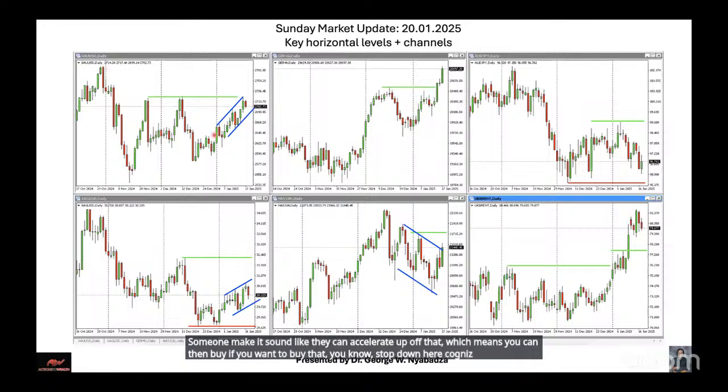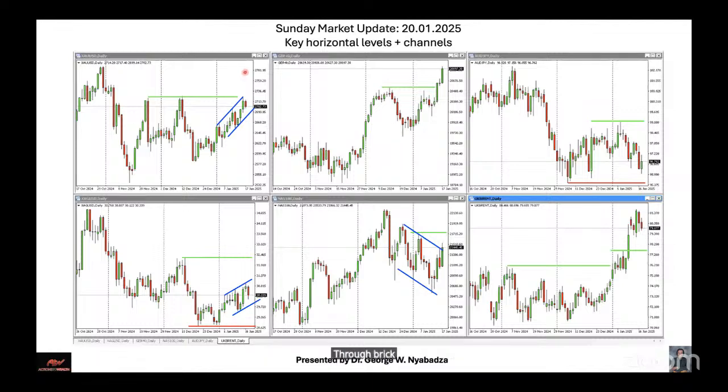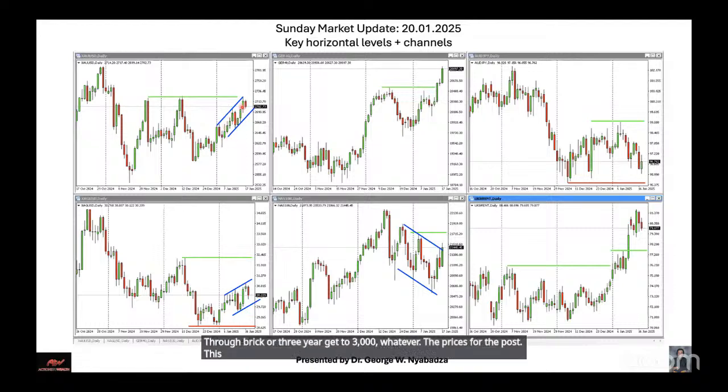But you are saying, well, I've been in a tight bull channel. I'm going to put my stop down here. If we break out, I can trail my stop, because I think the bulls are going to be strong enough to break out through here, get to 3,000, whatever the price is for the bulls. This tight bull channel is absolutely important in terms of what's happening with gold.